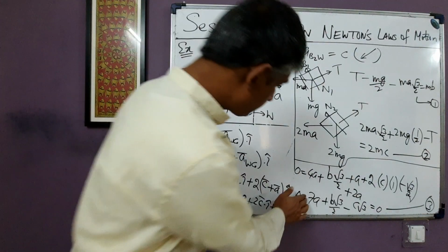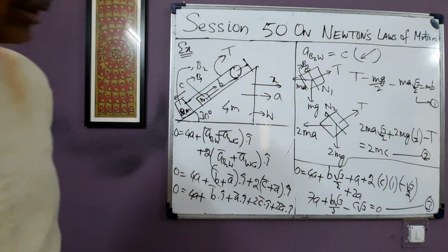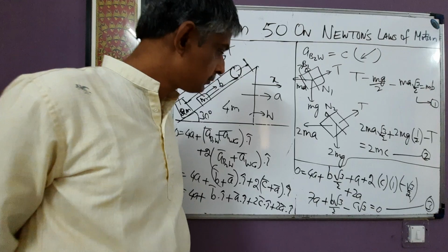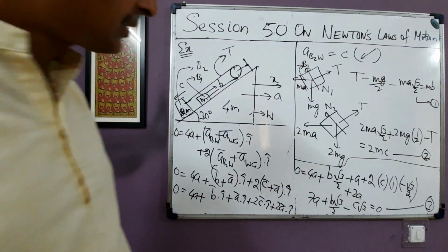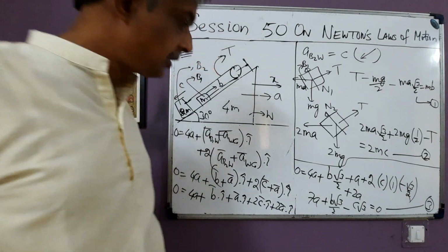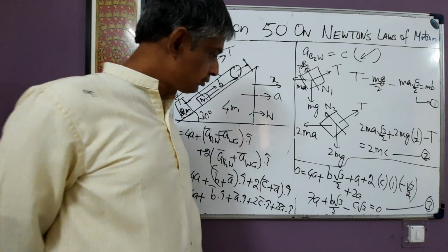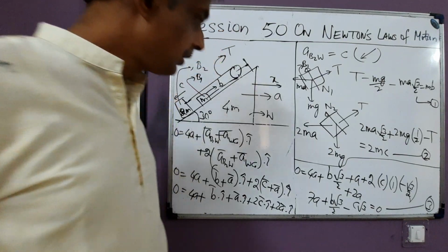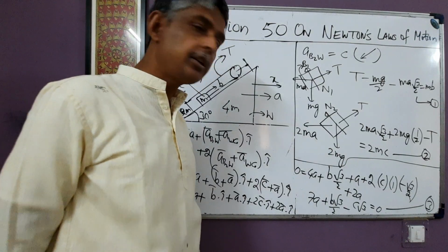7a, 0 I have written twice by mistake. So 7a plus b root 3 by 2 minus c root 3 is equal to what? 0. The 7a plus b root 3 by 2 minus c root 3 is just equal to 0. This is the third equation.